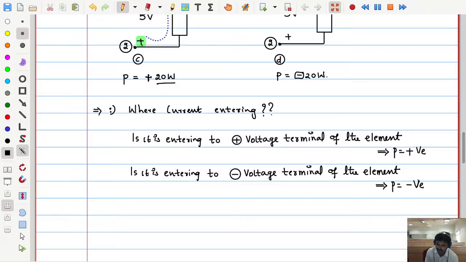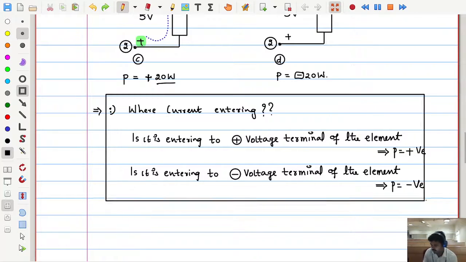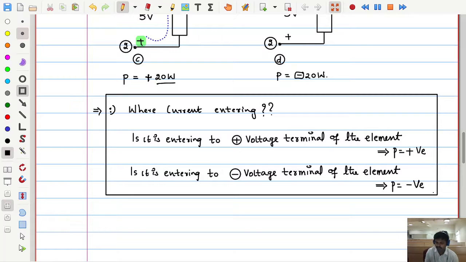Okay, so just try to make these things very clear before going into in-depth analysis of our subject. These points are very important. In what way you understand is your wish, but usually this is the easiest way. So where current is entering, that you observe. Which current, that also you need to take care. Positive current. If it is negative current, then you should take the negative value of it. That is also very important.